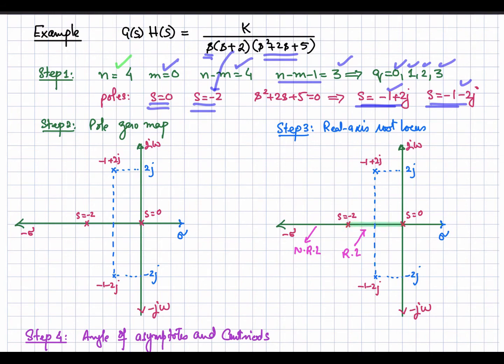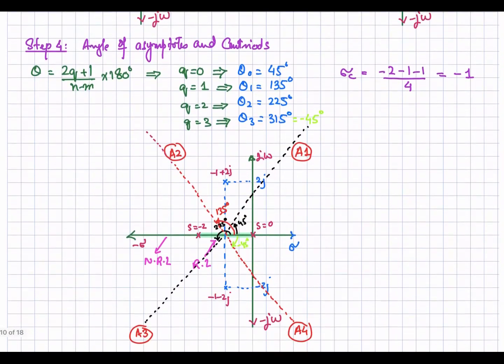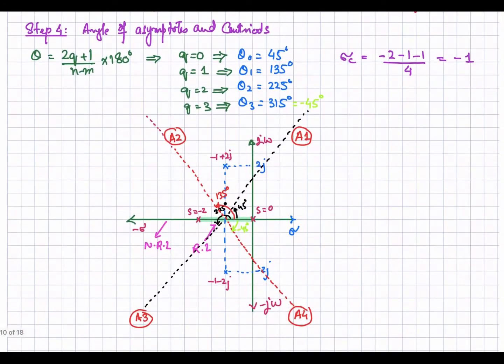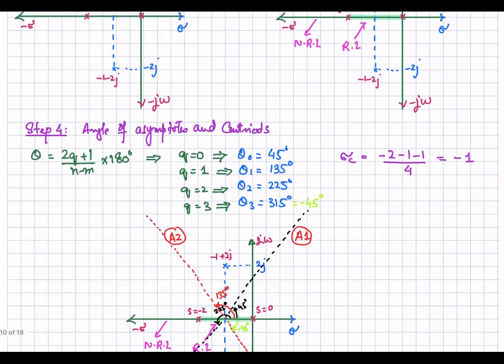Okay, next is to look at the angle of asymptotes and centroid. So there are 4 values of q: 0, 1, 2 and 3. Using this expression for the asymptotic angles, taking q equal to 0, 1, 2 and 3, and n minus m equal to 4, as you can see over here, all the poles will move towards infinity. So if we calculate all of these asymptotic angles, those will be 45, 135, 225 and 315 degrees. And if we calculate the centroid, the centroid is the sum of the real parts of the poles.